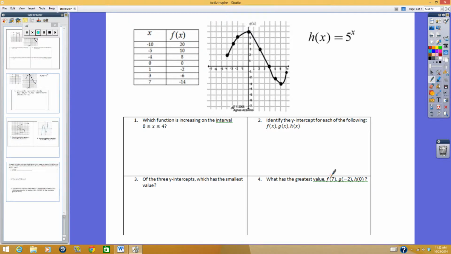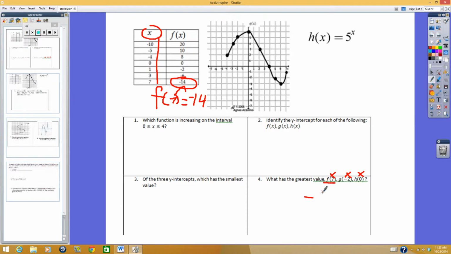For these, you have to remember that x used to be inside of these parentheses. H of x, g of x, f of x. You can look up there if you ever forget. Okay? So for this f, it says x is 7. So I'm going to go down to where x is 7. And the answer is negative 14. If you were to write this out, it would be f of 7 equals negative 14.